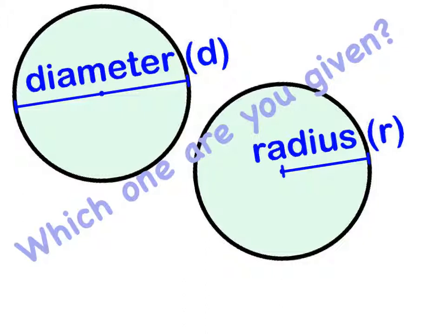They're either going to give you the diameter, which again is all the way across through the center of the circle, or they're going to give you the radius, which is half of that. So we have to make sure that you know what you're given because there are specific formulas that you can use for each of these in figuring out the circumference of a circle.